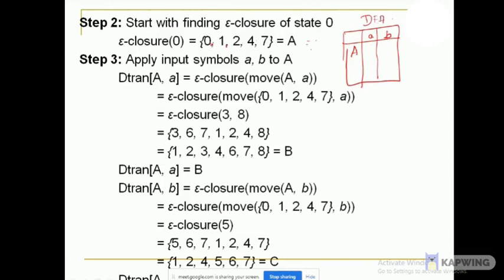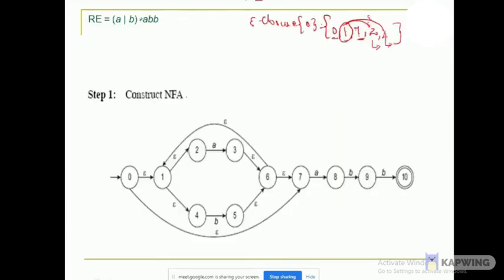Now, A is the first state in the DFA, so that will be placed in the Dstates array. Dstates is an array which keeps all the states of the DFA. So I kept A in Dstates. Now I have to find the transition from state A on the input symbol a. So let's go once again to the previous one. I have to write move.